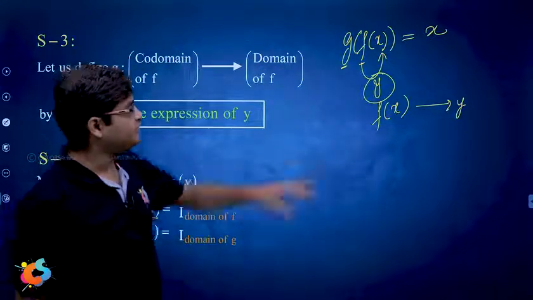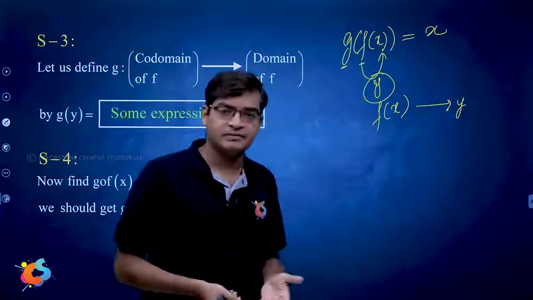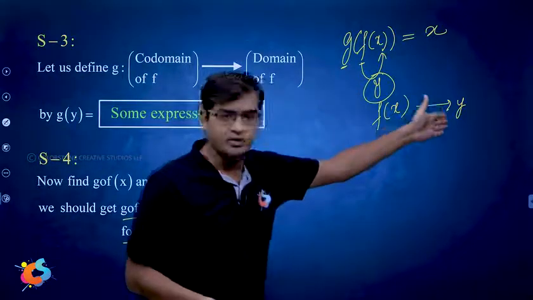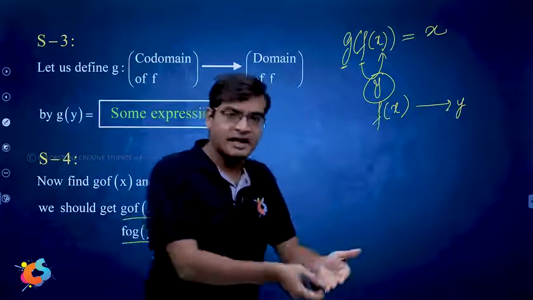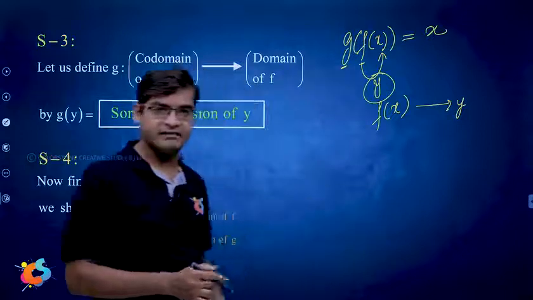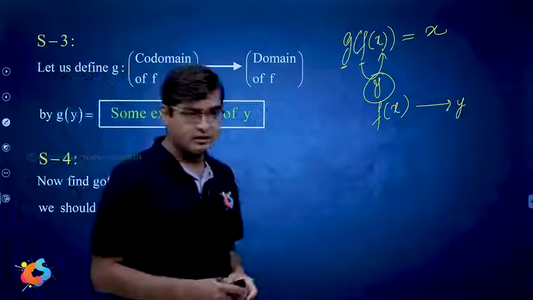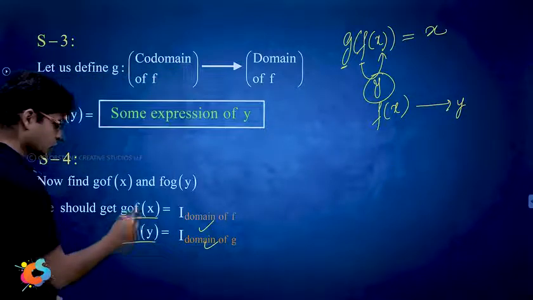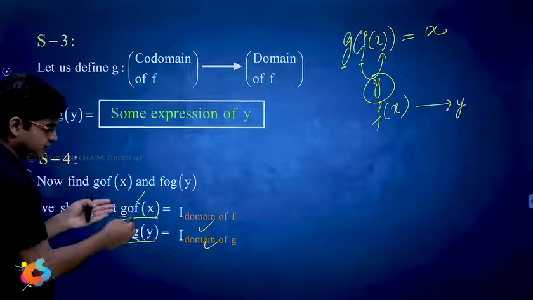Okay. Another way of saying it is, whatever f is doing, g is nullifying it. So f is taking x to y, and g is taking y back to x. So whatever f is doing, g is nullifying it. Therefore you are getting identity function. So that's what I said: if g is the inverse of this function, then whatever f does, g will nullify.